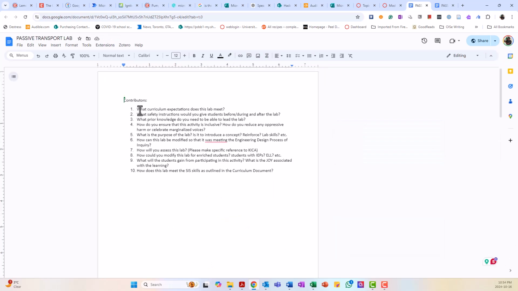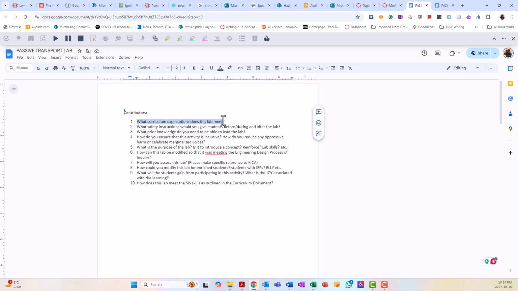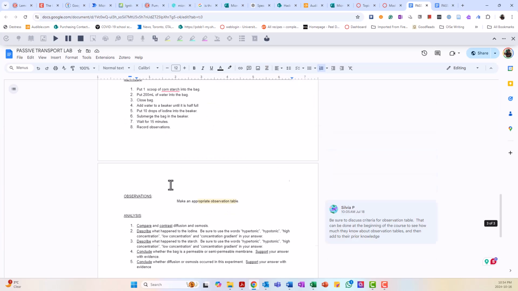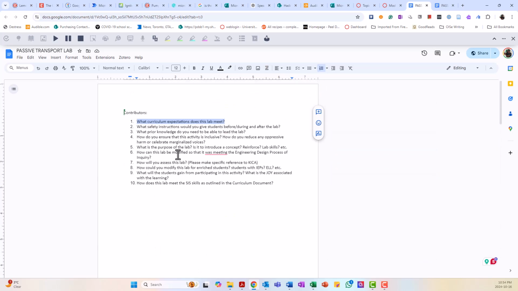And so in here, this is where you look at these 10 questions. What curriculum expectations does this lab meet? So you go to the curriculum expectation guide, the chart, and you take a look at the lab itself and you see if it matches the knowledge, inquiry, communication, and application. And you just keep on going through these 10 questions. It is practice, so you don't necessarily have to answer all 10. We'll just do 3 or 4, but you're kind of scanning through and answering some of the questions.